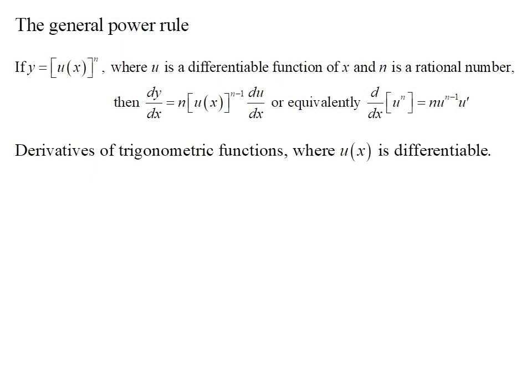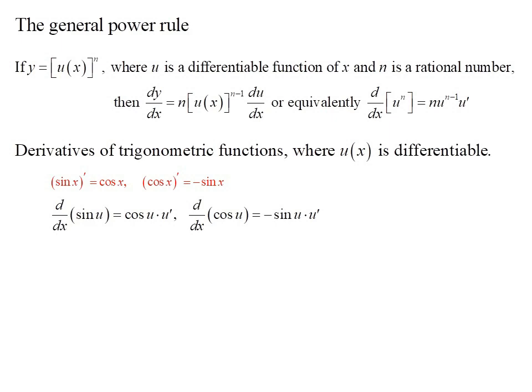The following discussion is about the derivative of trigonometric functions where u of x is differentiable. We have already demonstrated the derivatives of trigonometric functions in a previous video. Since the derivative of sine x is cosine x, and the derivative of cosine x equals negative sine x, as shown in red here, the derivative of sine u equals cosine u times u prime of x, and the derivative of cosine u equals negative sine u times u prime of x.